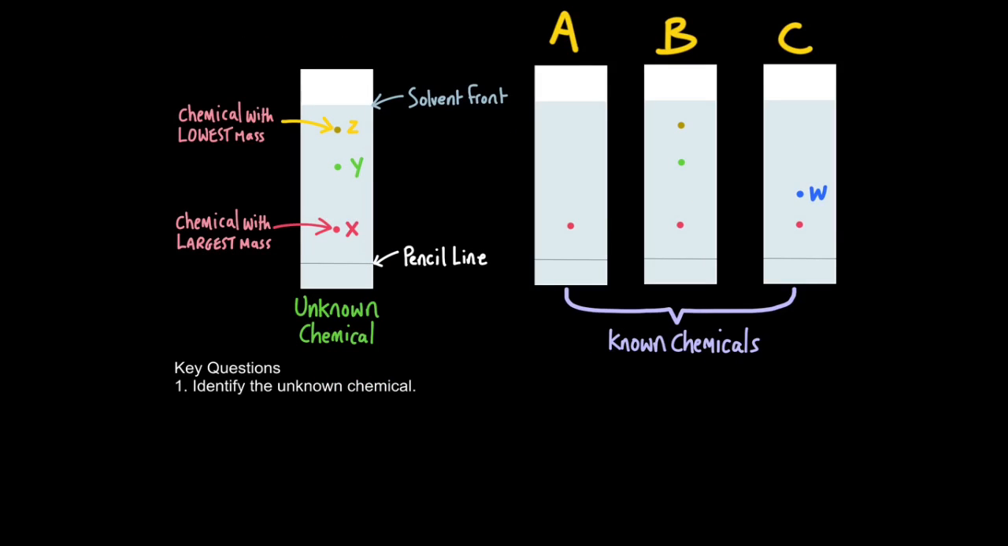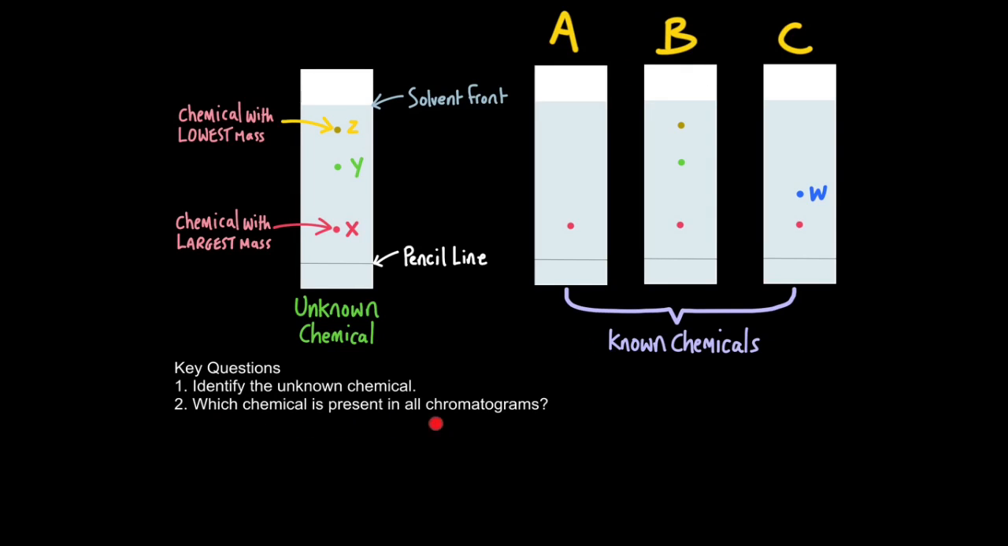So here are the kind of questions you might be asked. Can you firstly identify the unknown chemical? Well, if you look at the pattern, there's a yellow spot here and only this one has a yellow spot here, a green spot here and only this one has a green spot here, and a red spot here. Now they all have red spots here, but only this one has green and yellow. So it must be chemical B from the known chemicals.